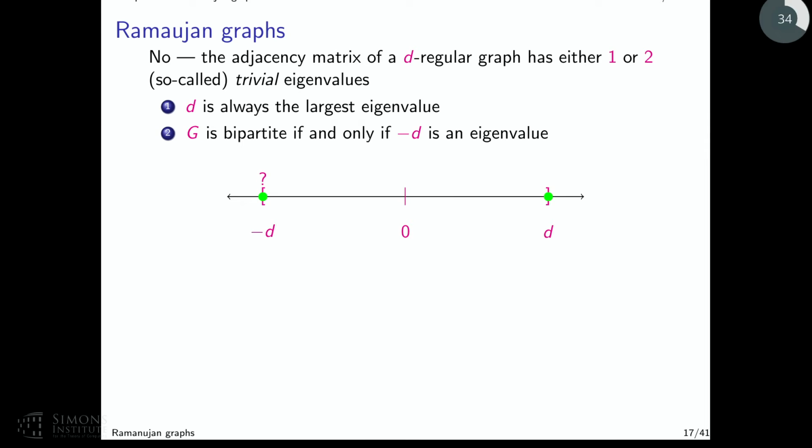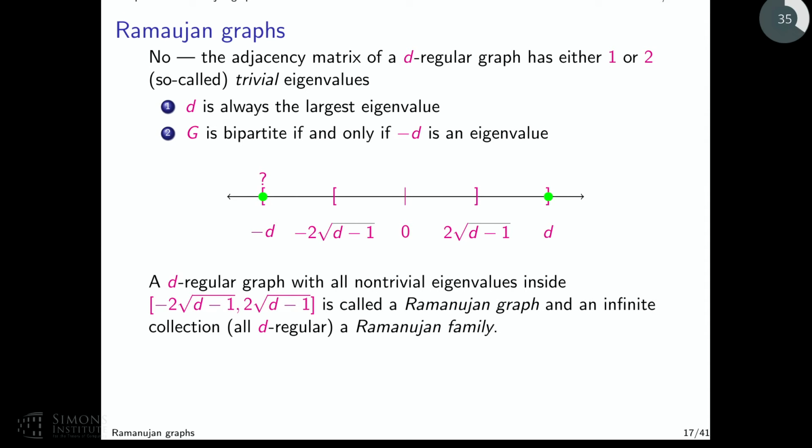And of course, the answer is no, particularly because the adjacency matrix of a d-regular graph has at least one what are called trivial eigenvalues, which corresponds to the all-ones vector, which has the eigenvalue of d. And if your graph happens to be bipartite, then minus d is also an eigenvalue. And so we call those eigenvalues trivial. And then we can ask whether all the rest of them are in this interval minus 2 square root of d minus 1, 2 square root of d minus 1. And if they are, then we call it a Ramanujan graph. And if we have a collection of these things that are all d-regular, we call it a Ramanujan family.